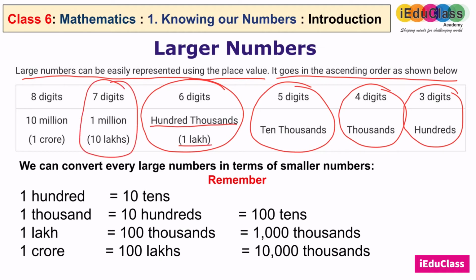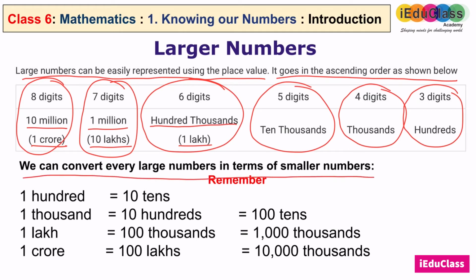A 7-digit number in the Indian system is called 10 lakh, in international it is called 1 million. An 8-digit number in India is called 1 crore, in the international system its value is 10 million. We can convert every large number in terms of smaller numbers. For example, 100. You can break 100 into 10 tens. You can break 1000 into 10 hundreds or 100 tens.